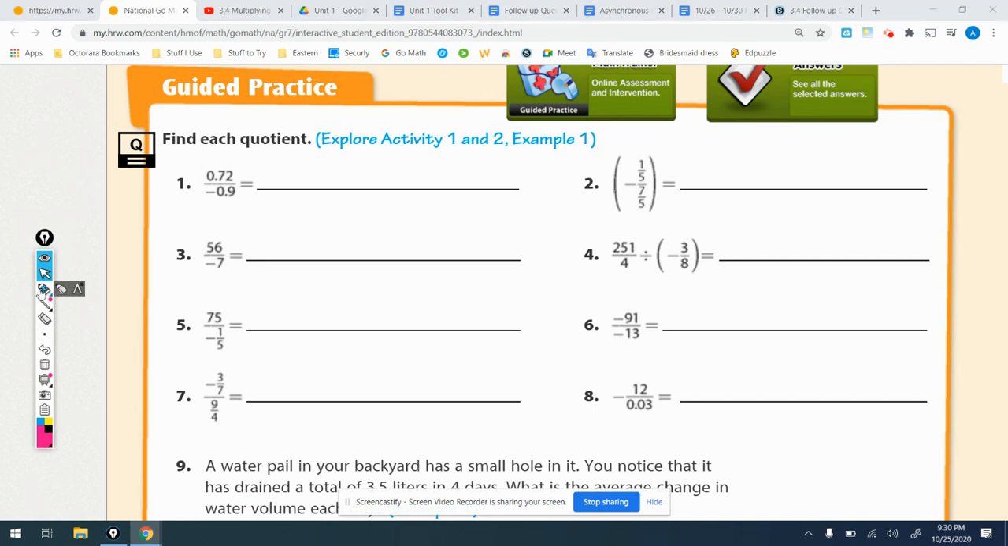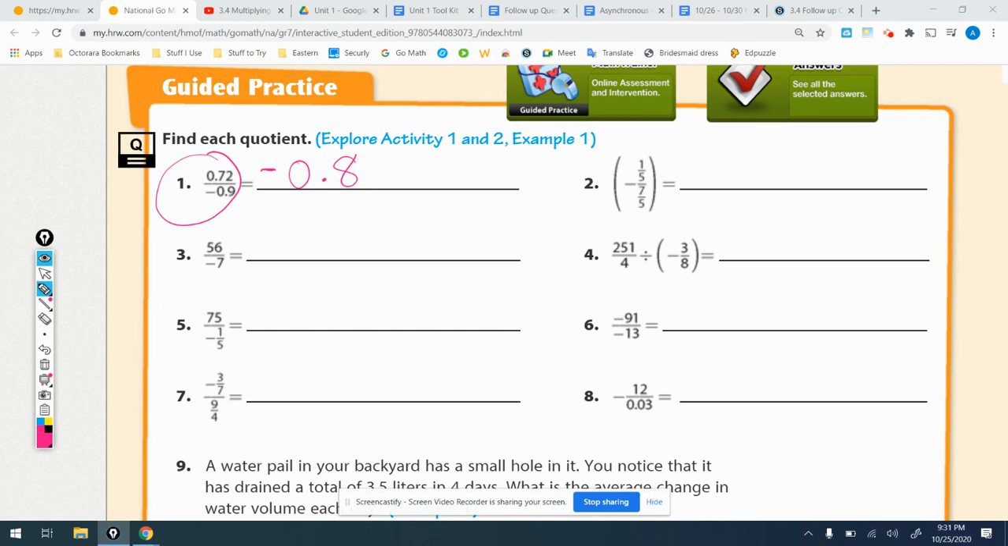So let's just start with number 1. I have 72 hundredths divided by negative 9 tenths. I'm automatically going to say a positive divided by a negative is a negative. So my answer is negative. Then I'm going to go to my calculator, which I'm going to pick up. I have it in my hand, and I am going to type in 0.72 divided by 0.9. And I get 0.8. So my answer is negative 8 tenths.